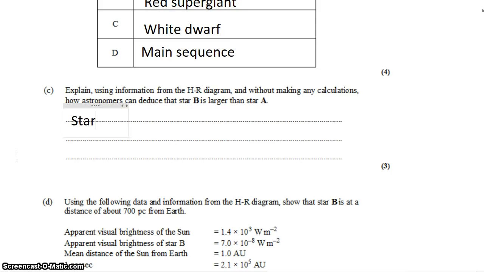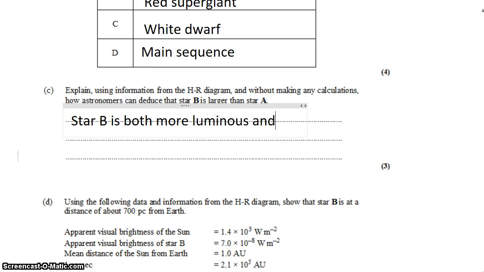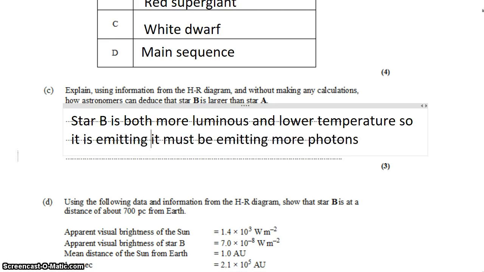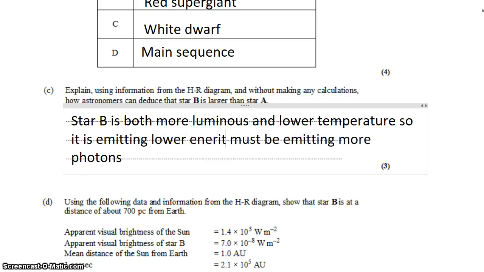Star B is both more luminous and lower temperature. So it is emitting lower energy photons. Basically, redder color photons are lower energy than bluer color photons. Hotter objects are bluer than redder objects. So this cooler star is emitting redder photons, lower energy photons.